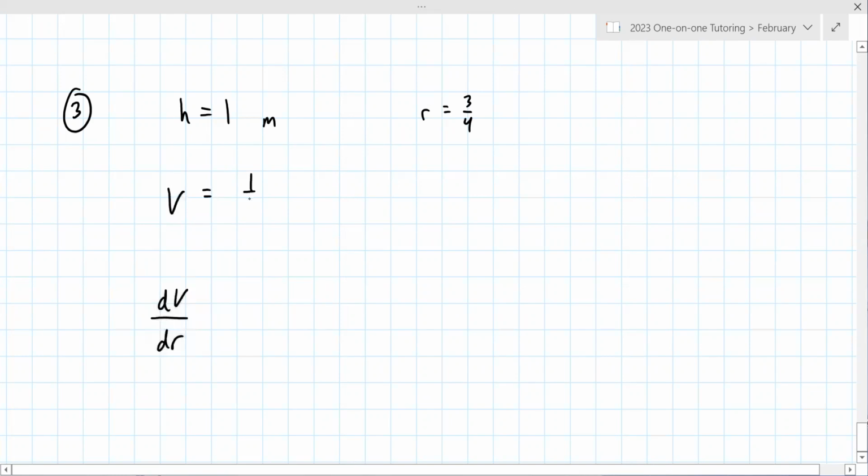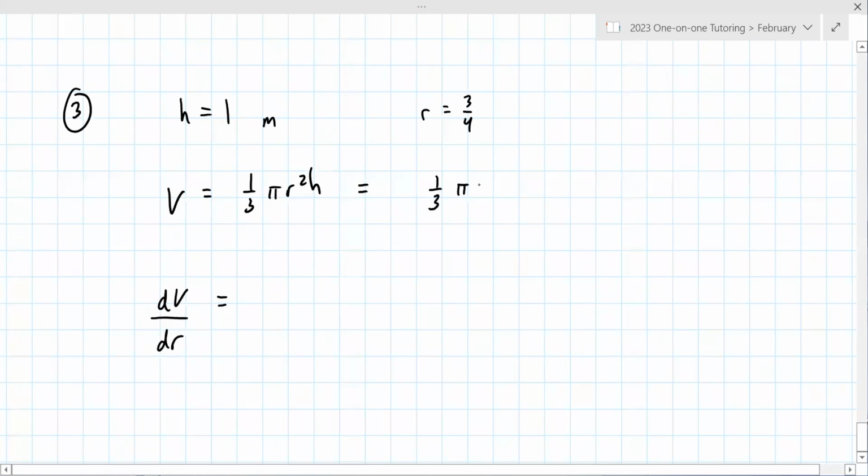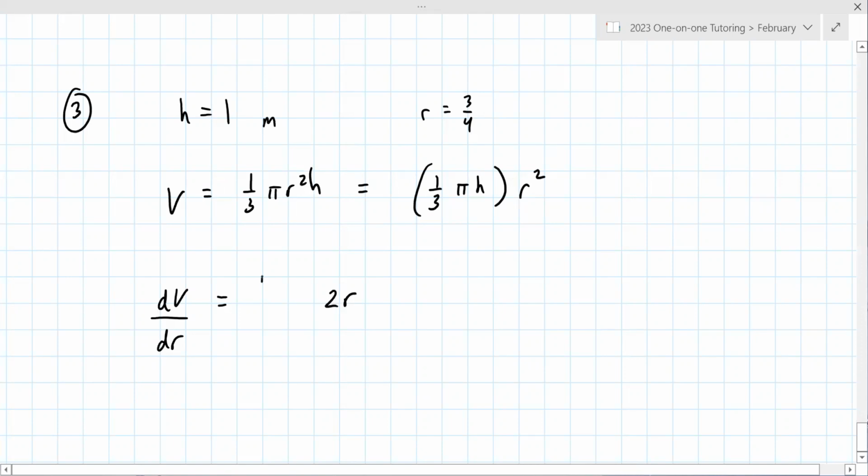So you must be using derivative formulas for this. Yes, this is definitely involved in derivative stuff. So the rewrite of this is 1/3 pi h times r squared. The reason you want to rewrite is you think of this 1/3 pi h as your constant. The derivative of r squared is 2r, and then the constant just comes with it.